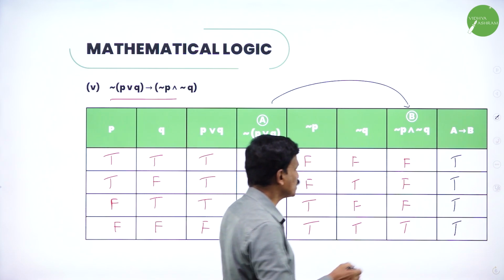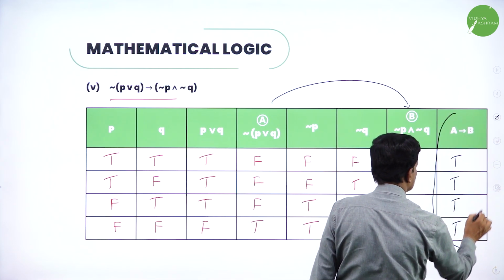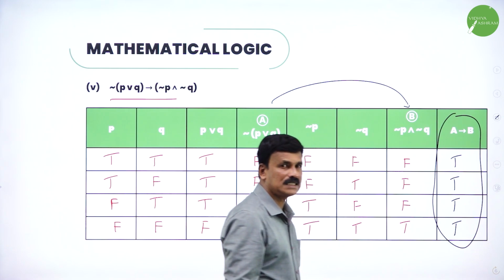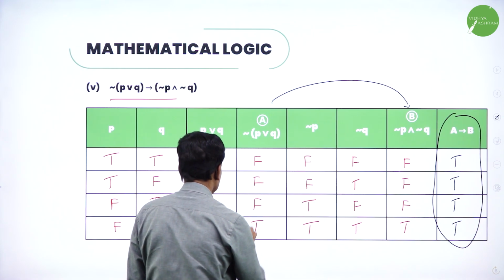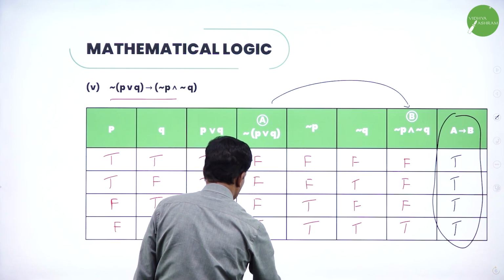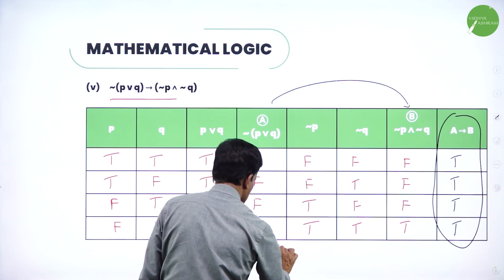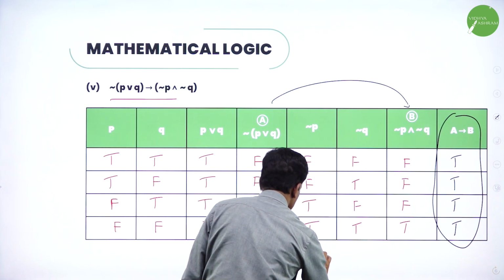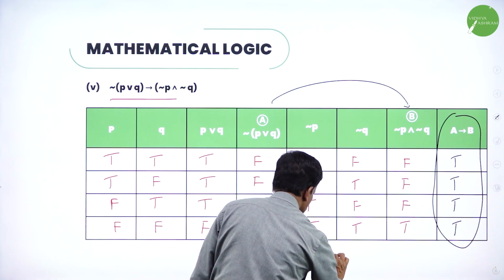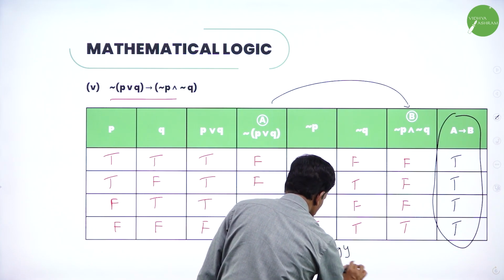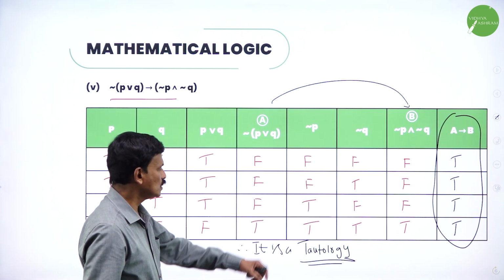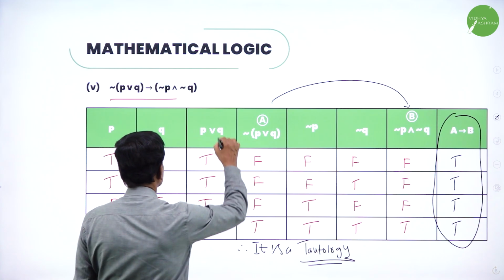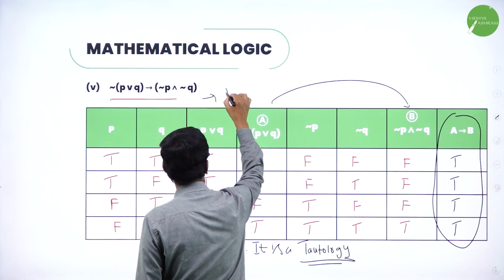What do you say? Observe carefully. All the truth values in the last column are T, T, T, T. So, therefore, this is a tautology. So, this is how we are going to verify the tautology. Therefore, the given compound proposition is a tautology.